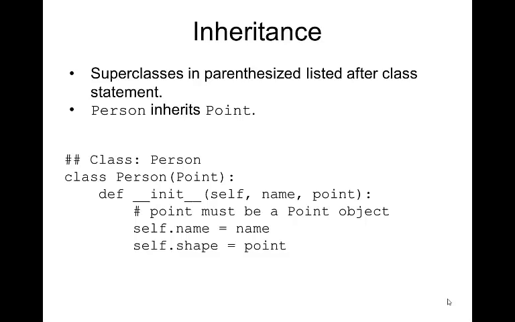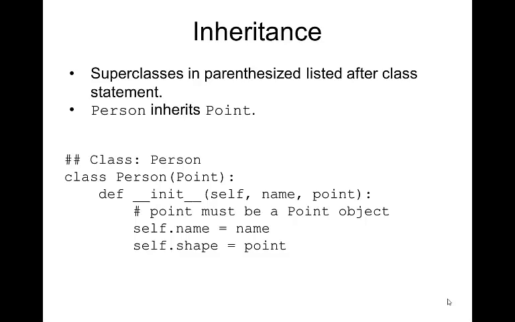Inheritance. Superclasses in Python are defined in a parenthesized list after a class statement. So in this case, we're creating the class Person that inherits the attributes and methods of Point. So we put the Point object in brackets after our definition statement for Person.